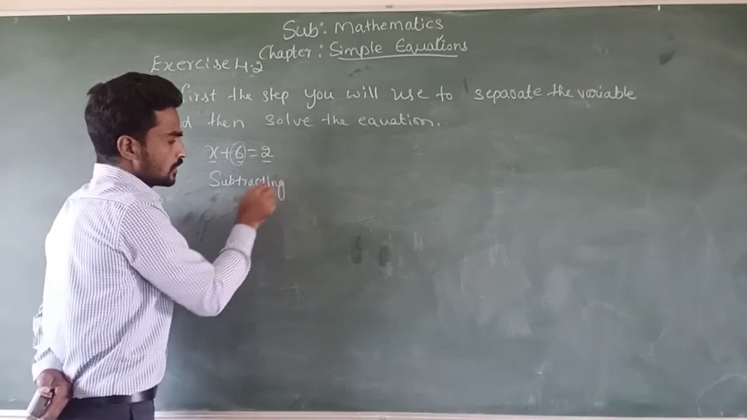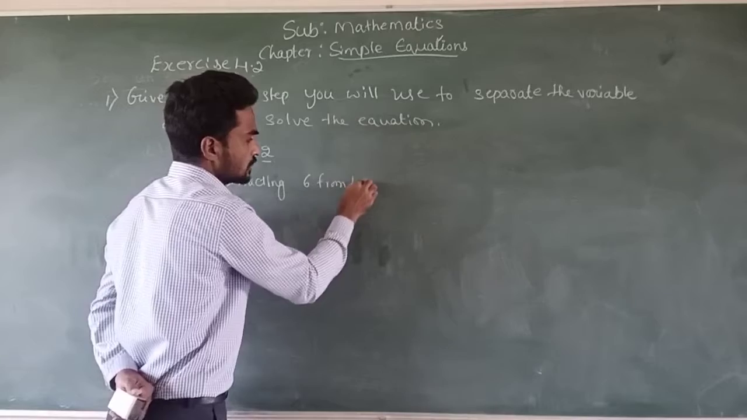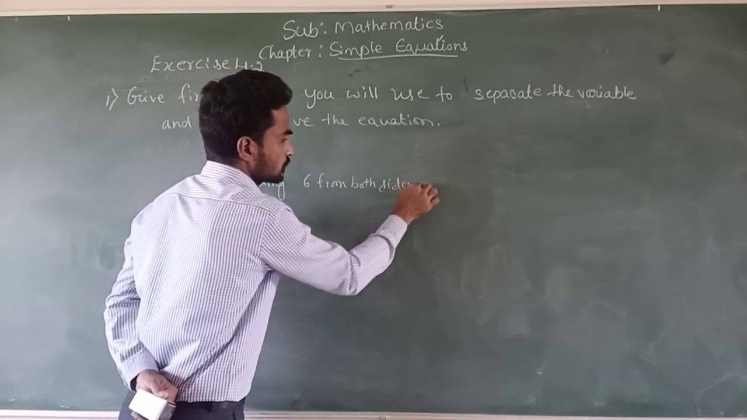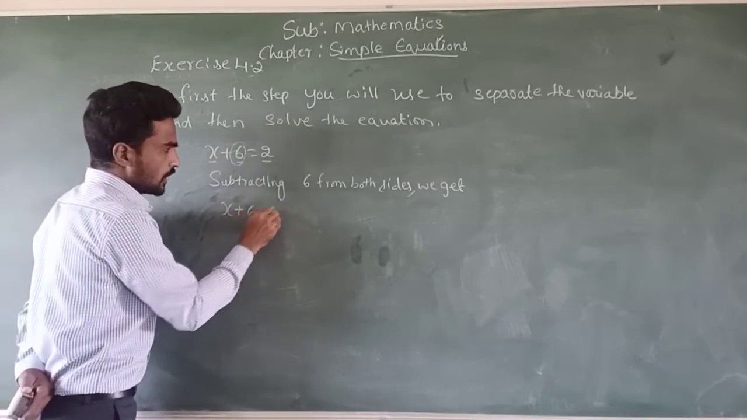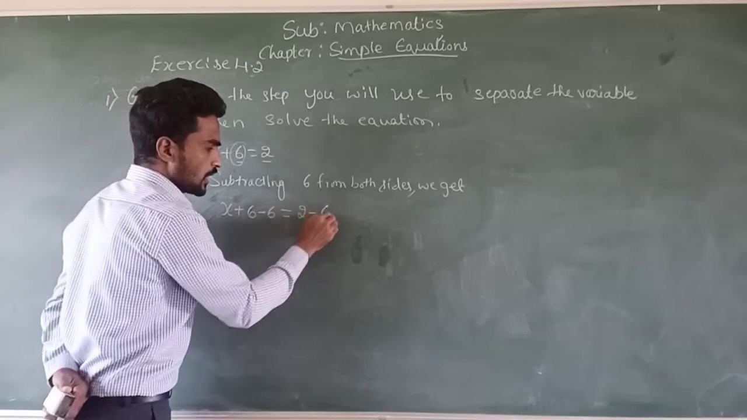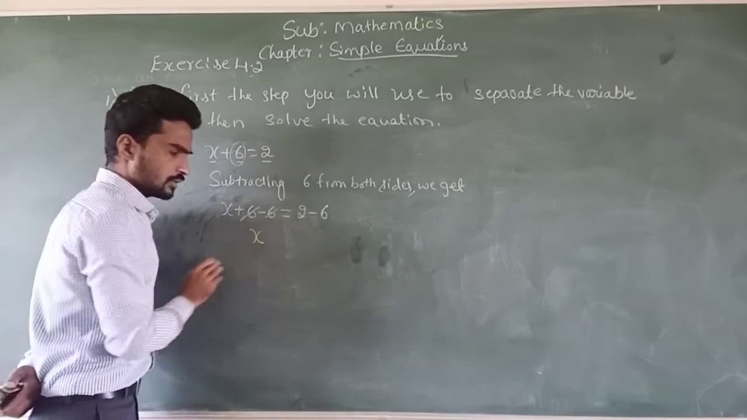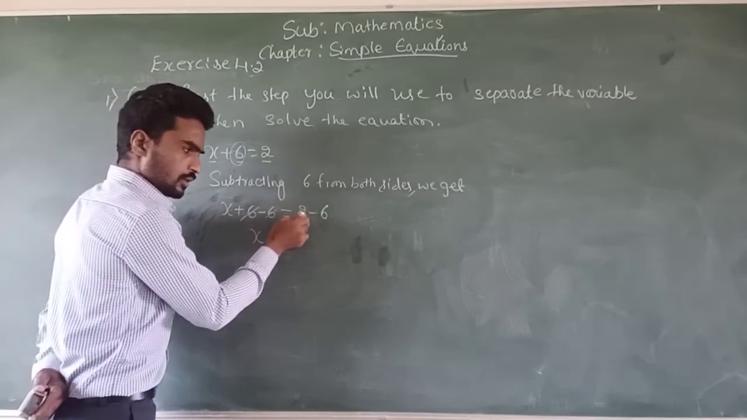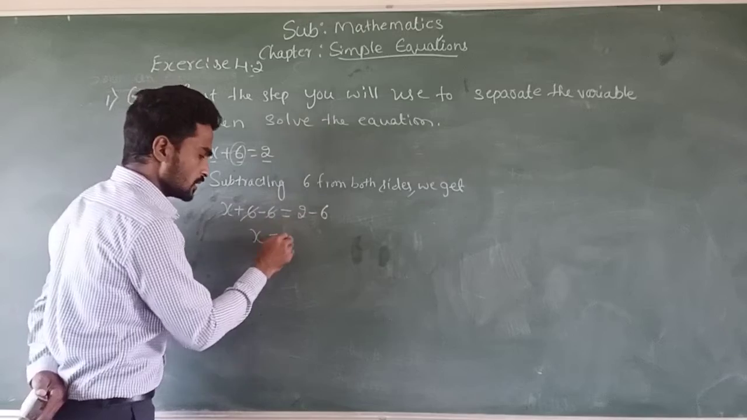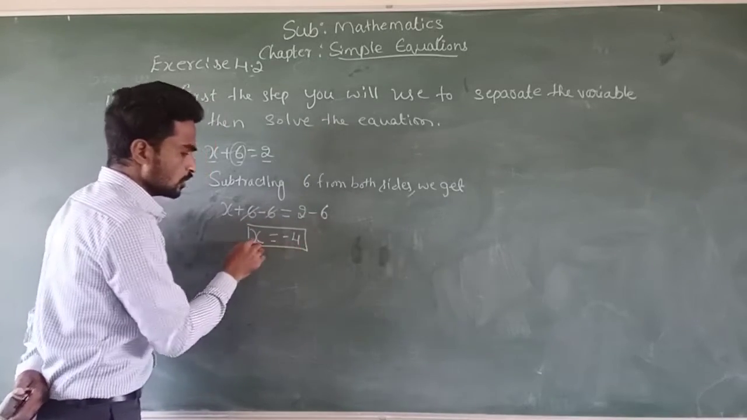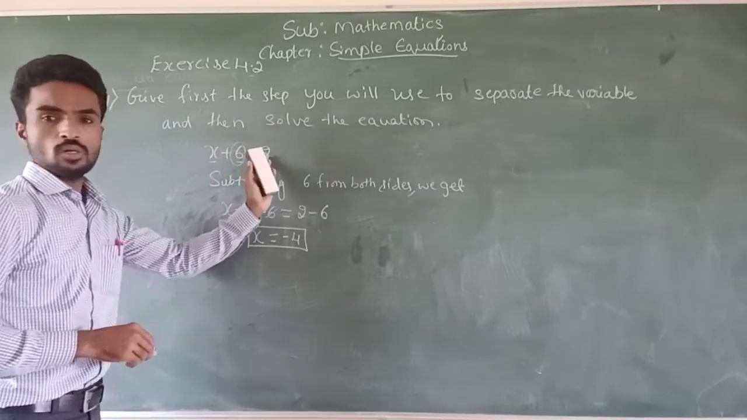Subtracting 6 from both sides, we get x plus 6 minus 6 that is equal to 2 minus 6. Then plus 6 minus 6 we get 0. 0 plus x, again we get x. Here the bigger number is minus 6. From this bigger number subtract 2, we get minus 4. Then x is equal to minus 4 is the solution of the given equation x plus 6 is equal to 2.